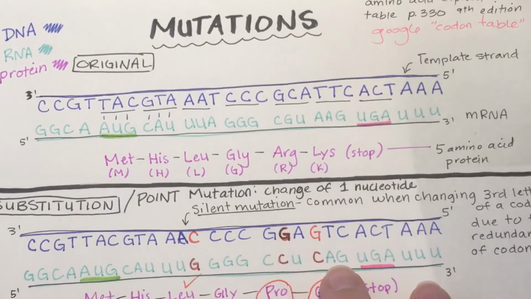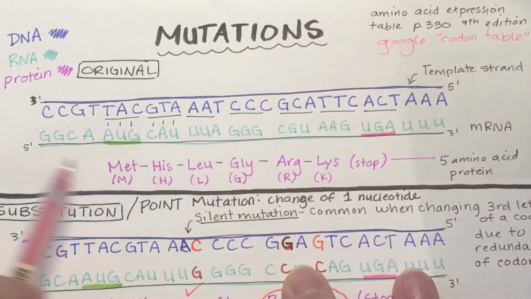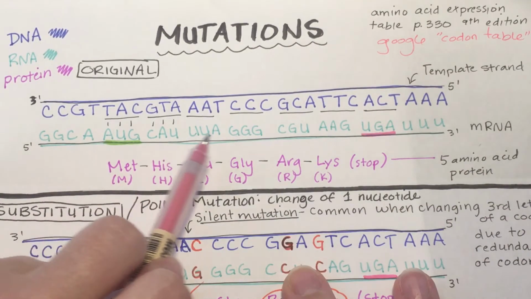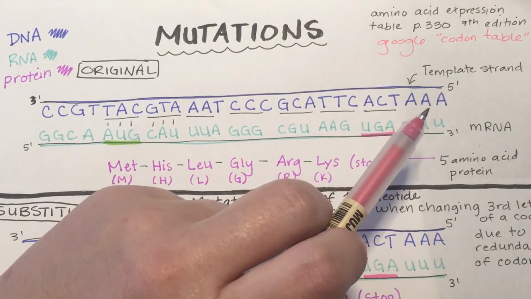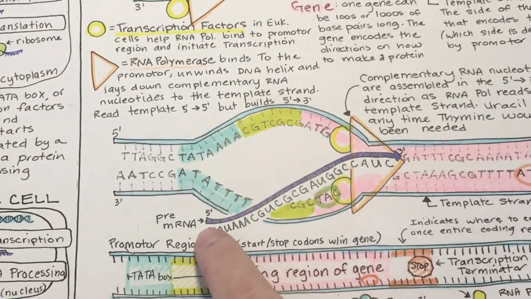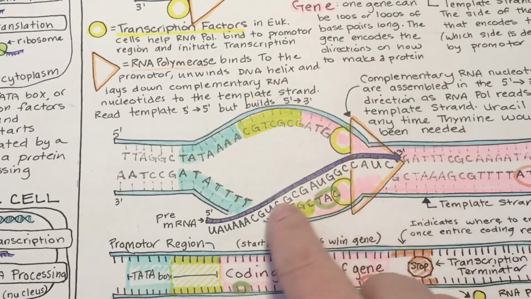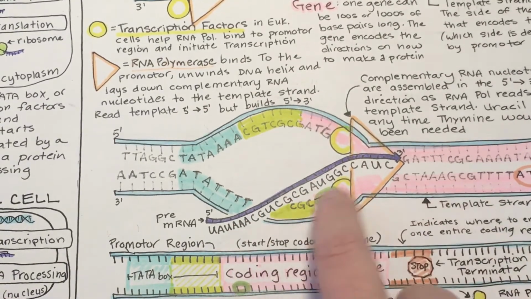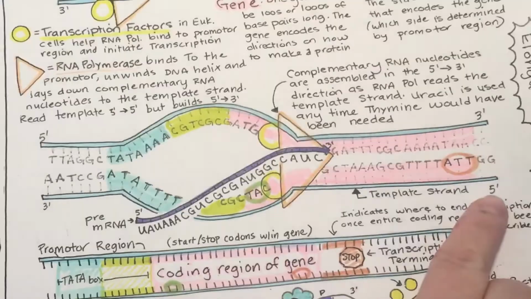So we've got our original template strand DNA, and then I'm going to be transcribing the RNA off of that. So remember and recall from transcription that RNA is going to be built 5' to 3', and it is working off of the template strand in the reverse order, 3' to 5'.